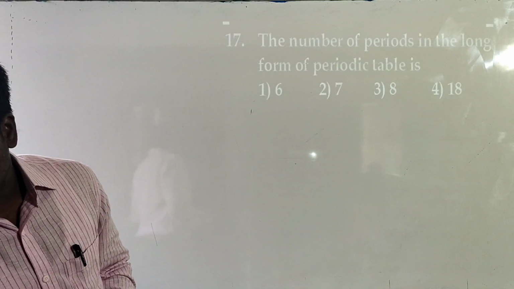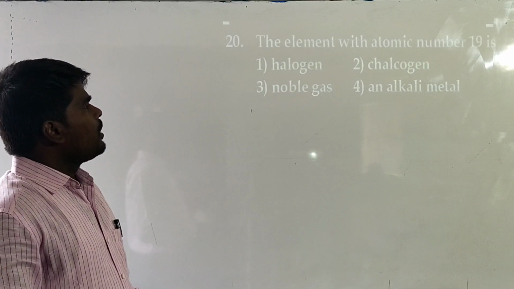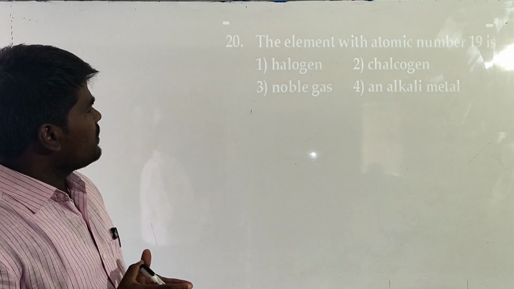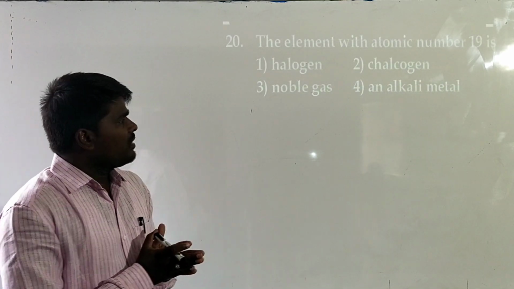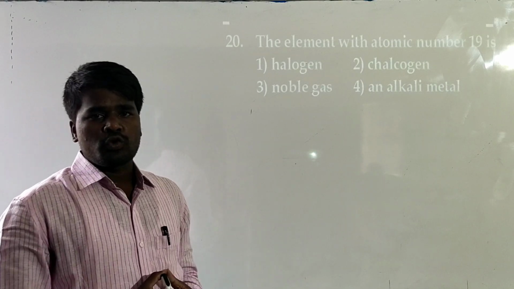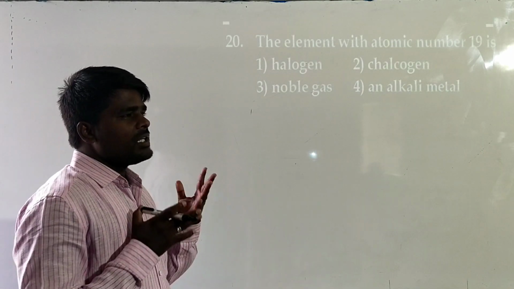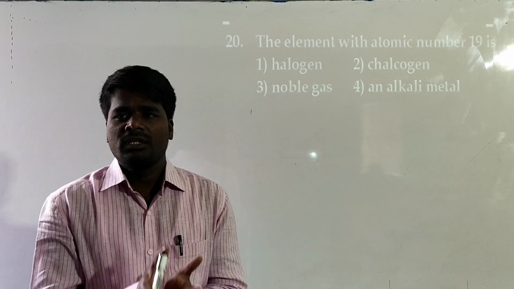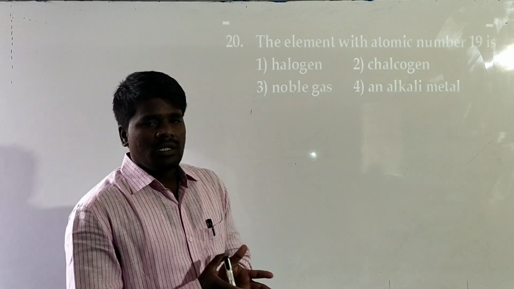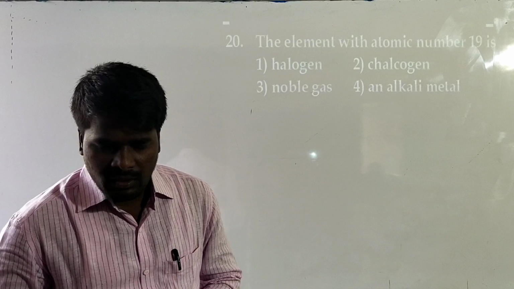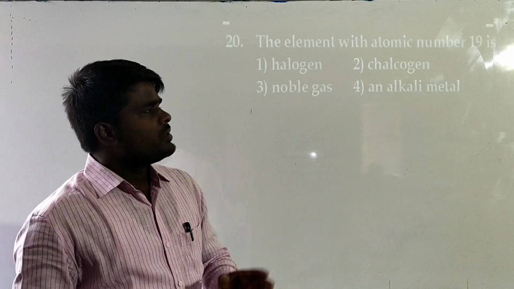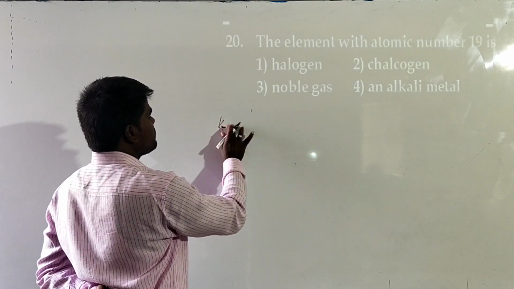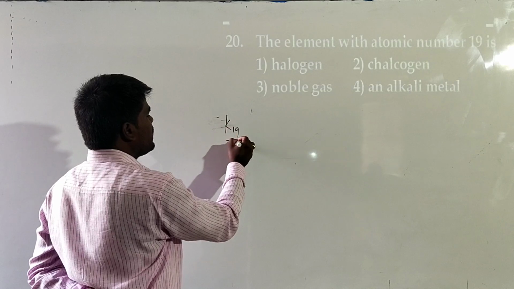Now, we'll move to the next question. It is our next question. The element with atomic number 19 is asking to which family this 19th element belongs to. First of all, at least we have to remember the elements up to 30. Without using any trick or shortcut, we can identify the group, period, block of those elements. At least up to 30. So what is the element with atomic number 19? Atomic number 19 is potassium.